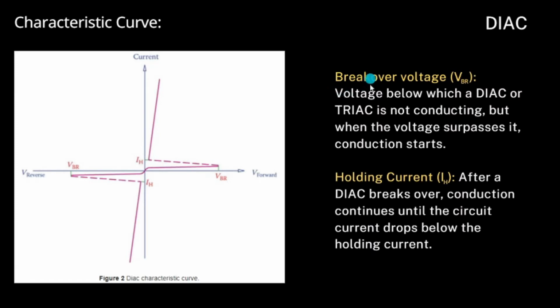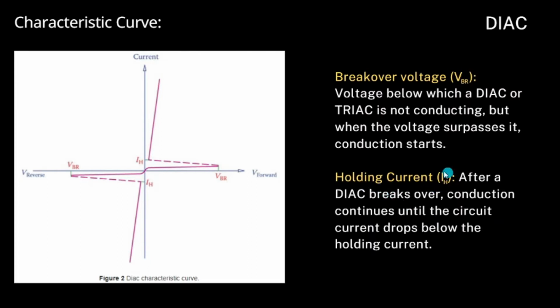It says here, breakover voltage. It is the voltage below which a DIAC or TRIAC is not conducting. So if we do not exceed the breakover voltage, our DIAC or TRIAC will not conduct yet. The switch is not closed yet. But when the voltage surpasses it, conduction starts. So once it exceeds the breakover voltage, that's the time the TRIAC and DIAC will act like a switch. That is its characteristic. The voltage across the DIAC will be small, and then the current will rise rapidly.